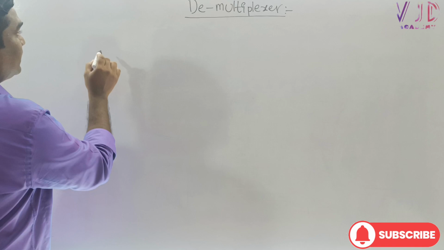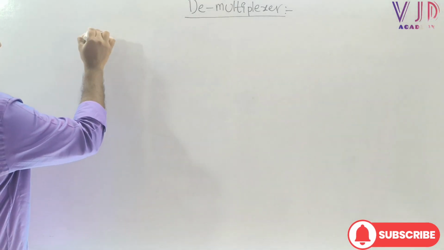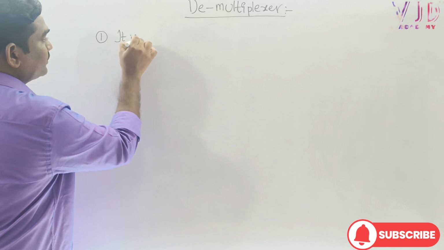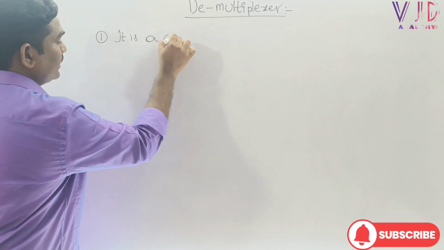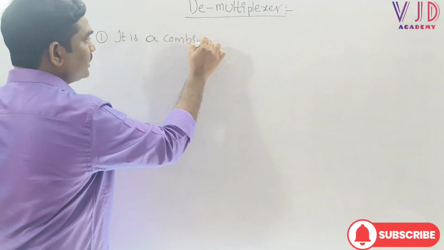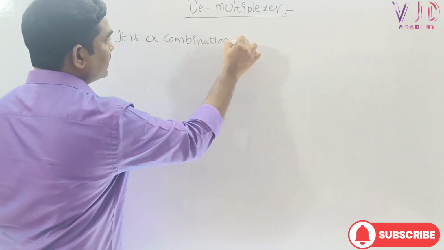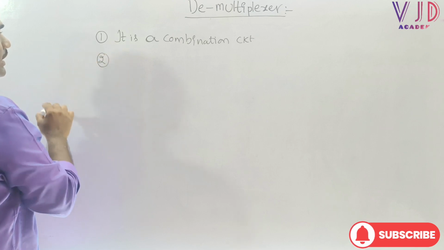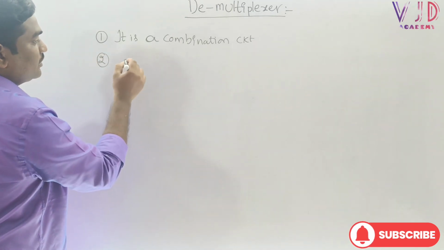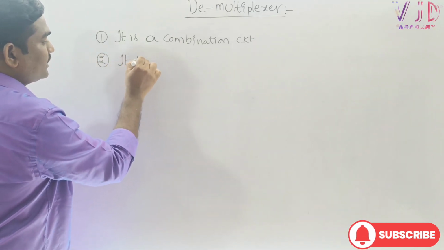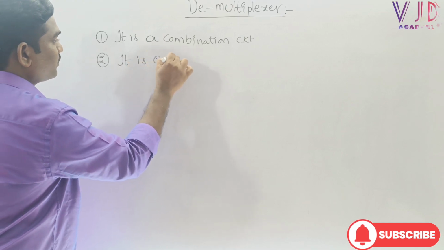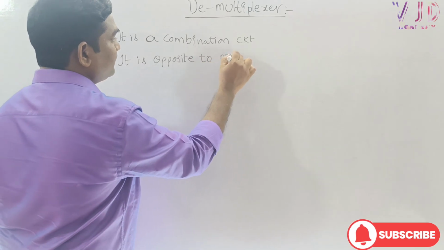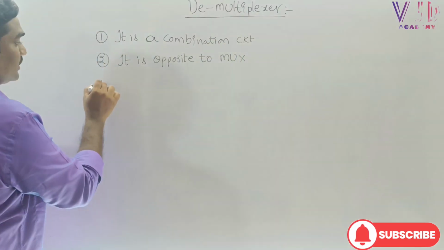Here demultiplexer, the first thing we can say, it is a combinational circuit. And second thing we can say is that it is opposite to multiplexer or mux.